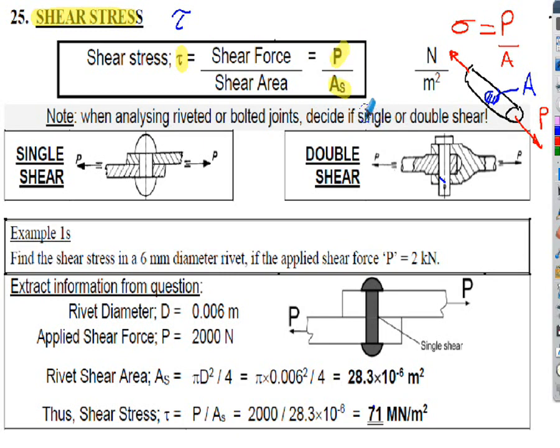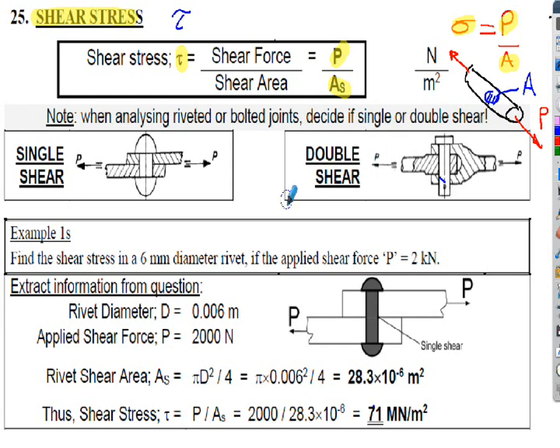And I sometimes put a little S against the A. You don't really need to, but I put a little S against the A to show it's a different type of area. It's a shear area, because in some questions you get tension areas and you get shear areas. So I sometimes use a subscript S there, but you don't need to. You can see the formula is very similar: direct stress is force over area, and shear stress is force over the area in shear.